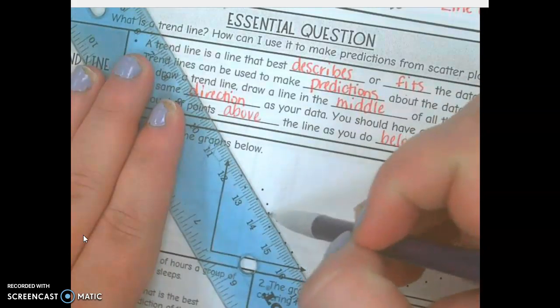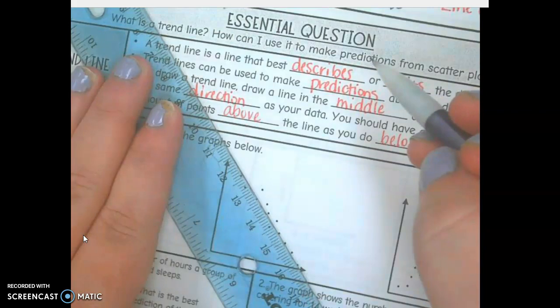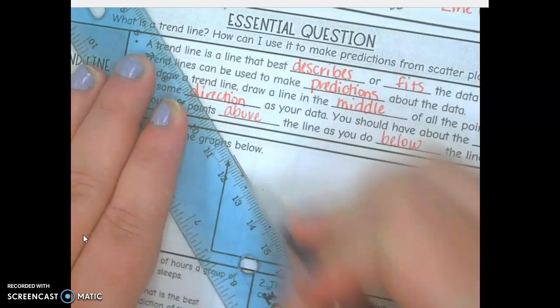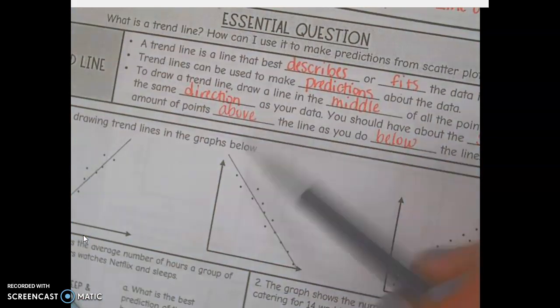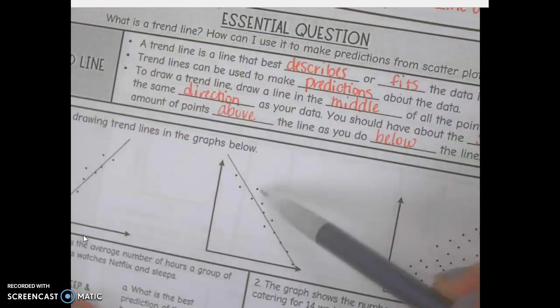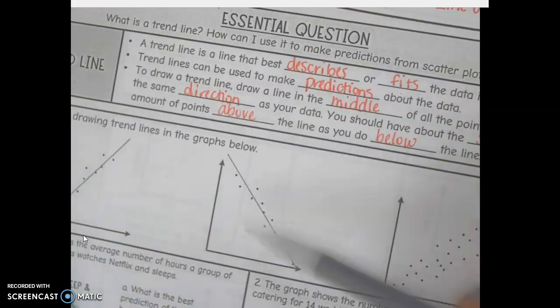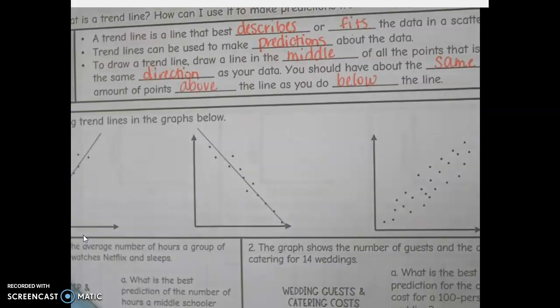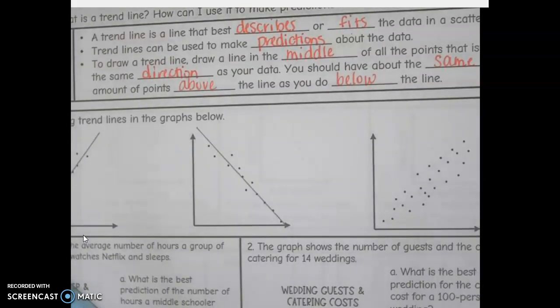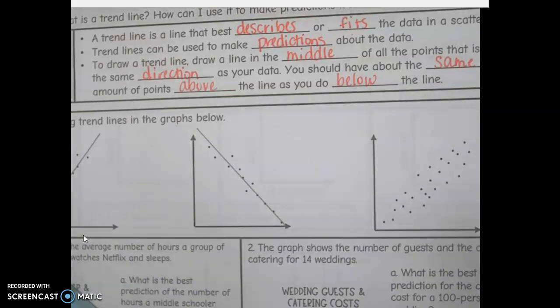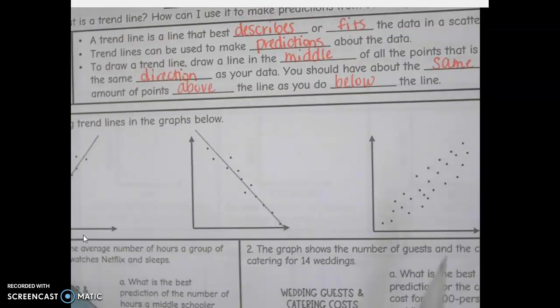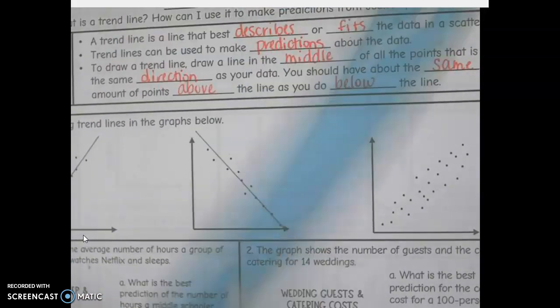So 1, 2, 3, 4, 5, maybe that's a good line. Let's see. I've got 1, 2, 3, 4, and they're all kind of hovered. 1, 2. Yeah, that's pretty good. I got a couple going through it, which is good. But in general, I can see that's kind of in the middle of my points. Of course, the closer your data is, the stronger your data is, the easier it is to draw a nice trend line. And let's look at our third one.